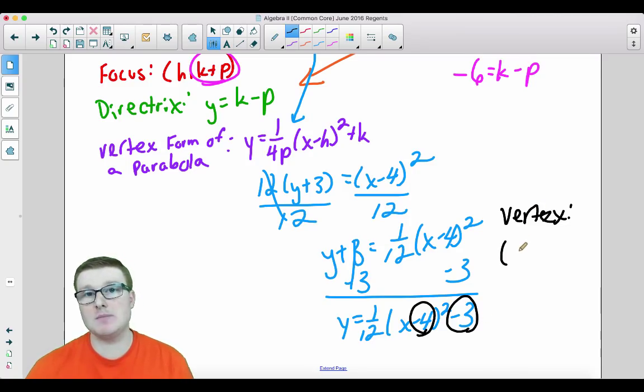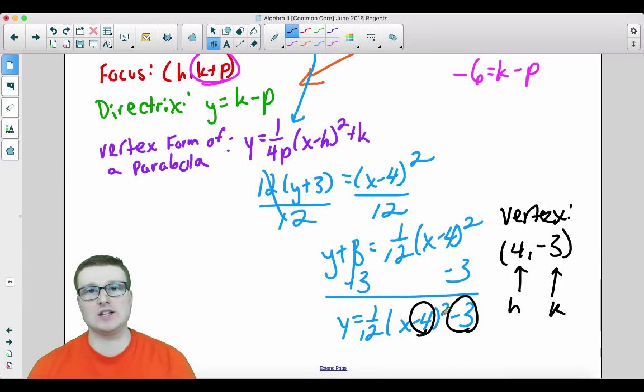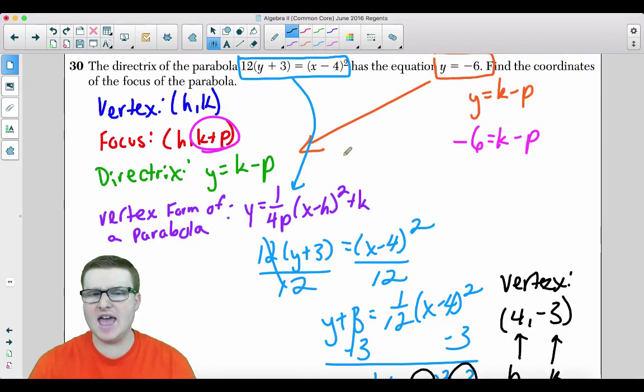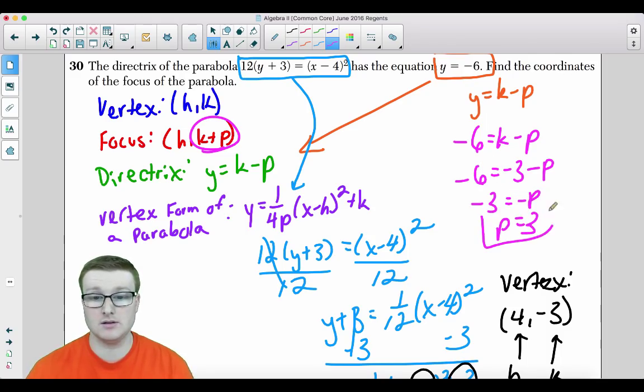Keep in mind that this is a horizontal shift to the right by 4 units. So that means the 4 is positive, and the negative 3 remains negative. So your vertex is 4, negative 3. The 4 is your h, the negative 3 is your k. That is just your basic transformation rules: the h is the opposite sign, and the k is the same sign. Now we know h and k. I just found k to be negative 3. Plug it in. We get negative 6 equals negative 3 minus p. Add the 3 on both sides. We get negative 3 equals negative p. P must equal 3. Sweet.